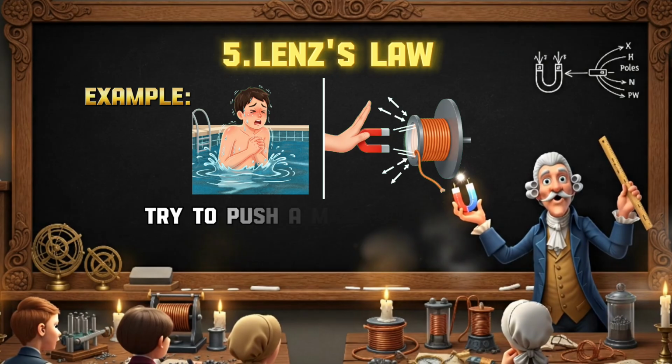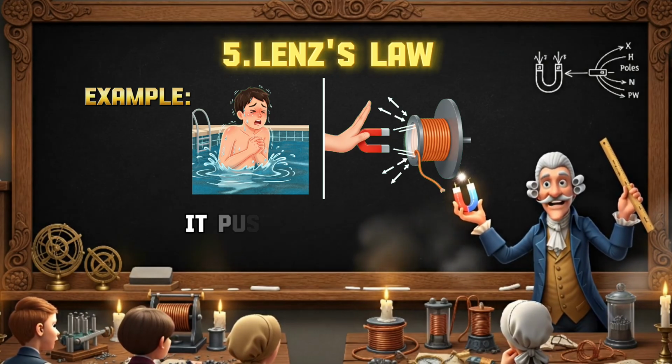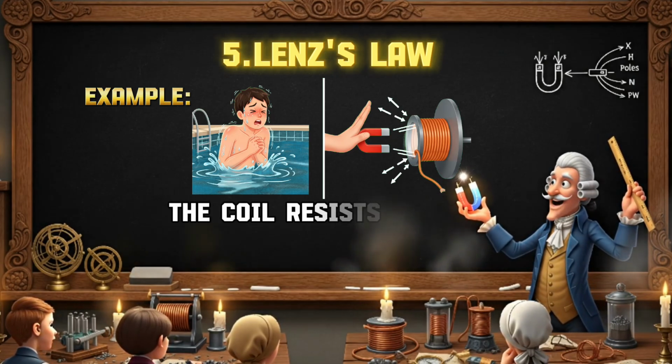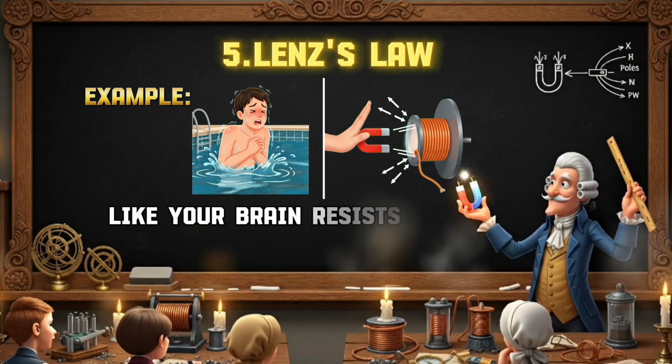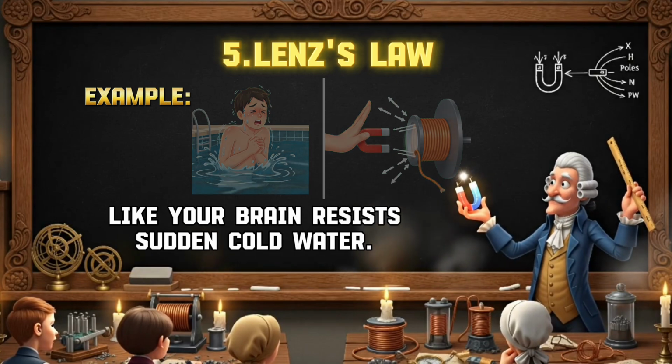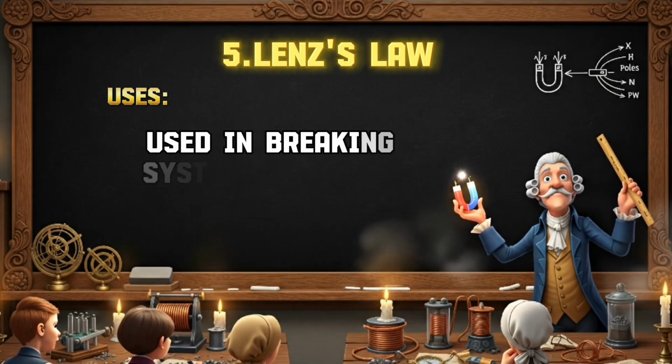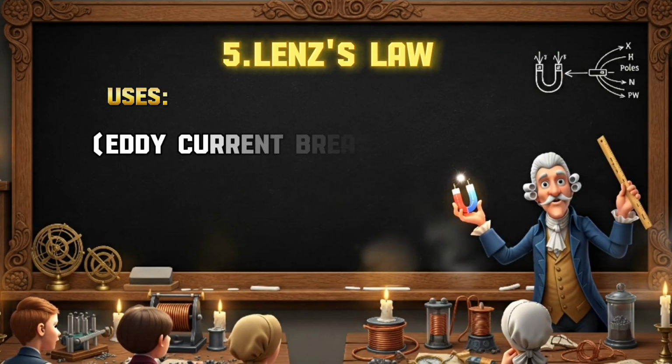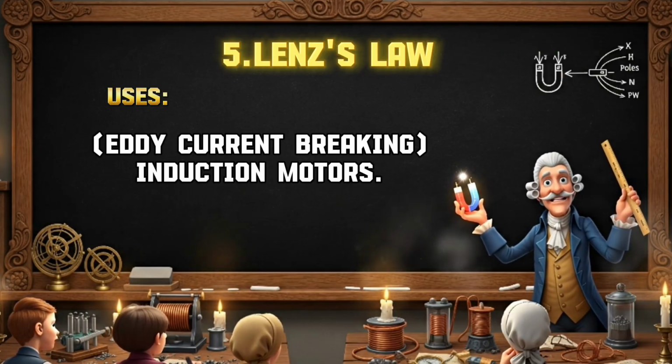Example. Try to push a magnet into a coil, it pushes back. The coil resists change, like your brain resists sudden cold water. Uses. Used in braking systems of trains, eddy current braking, induction motors.